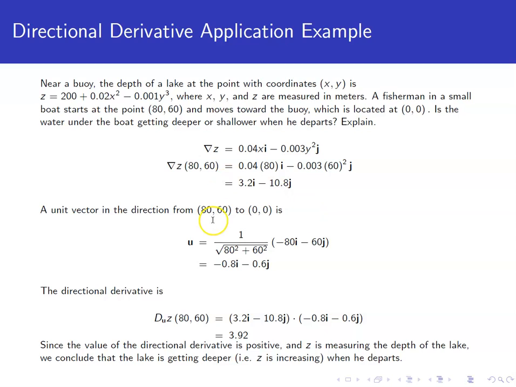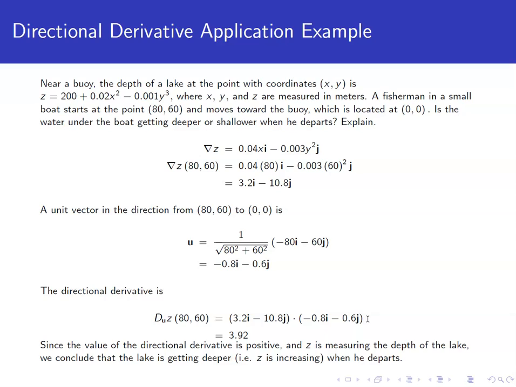We want to go from the point (80, 60) to the point (0, 0), or at least in that direction. We need a unit vector in that direction, so we'll do terminal minus initial to find the vector. That's where the negative 80i minus 60j comes from. Then we need to make it a unit vector, so we divide by its magnitude. In this case, we get the vector negative 0.8i minus 0.6j. That's a unit vector in the direction that we're interested in.